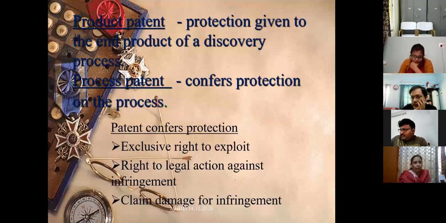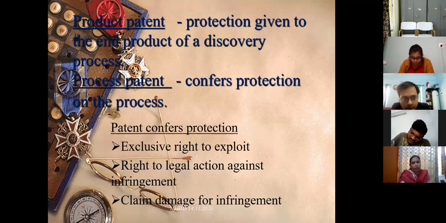Product patent and process patent are the two types which are generally applicable for researchers and academicians. Product patent is protection given to the end product of a discovery, and process patent confers protection on the process. So a patent confers protection, exclusive right to exploit, and the right to legal action against infringement. If somebody has copied that and is claiming that it is his invention, then a patent gives us the right to go in for legal action against infringement. And we can even claim damages for the infringement caused by the person who has infringed.